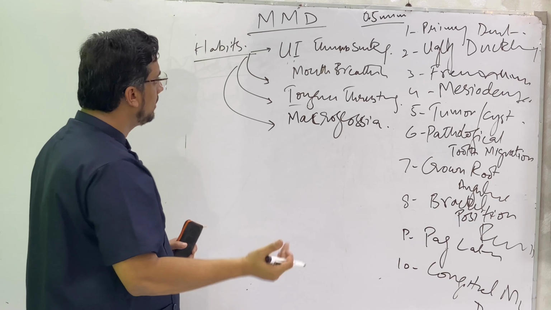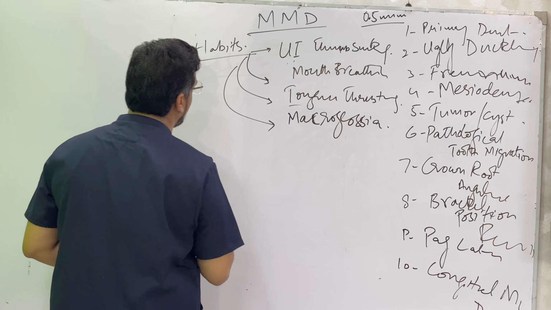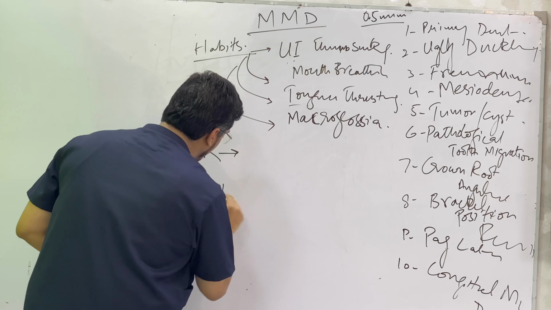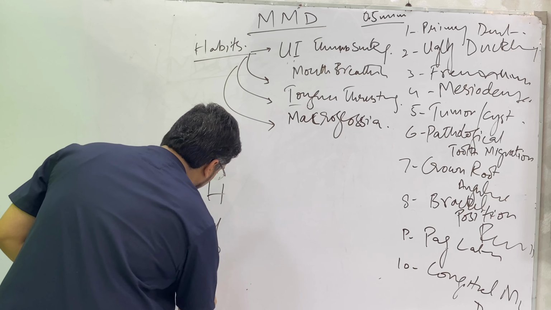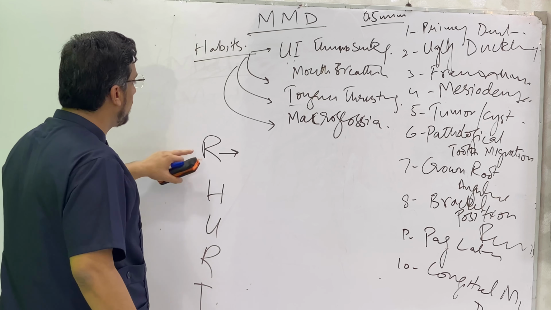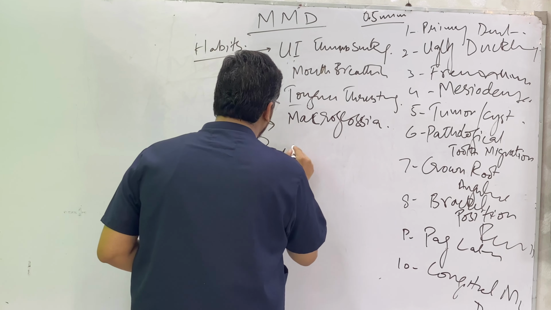Moving on to the other causes. The other causes can be memorized like this. We talk about the habits. We talk about the racial predisposition.